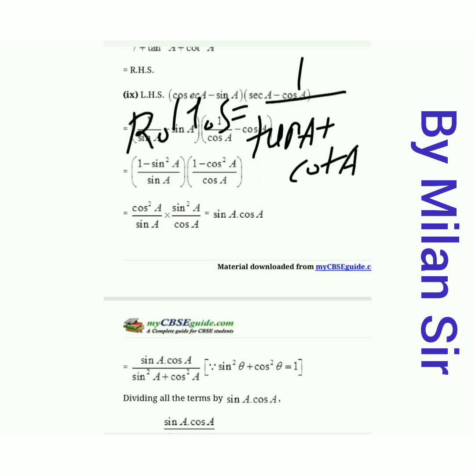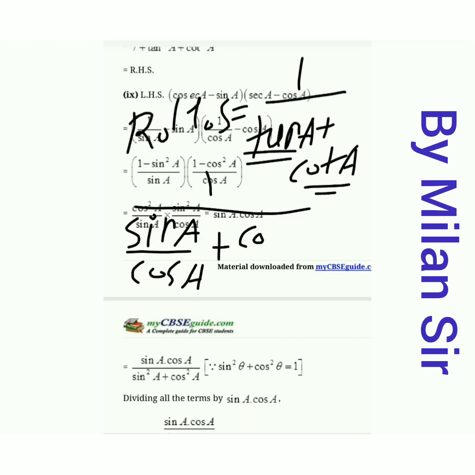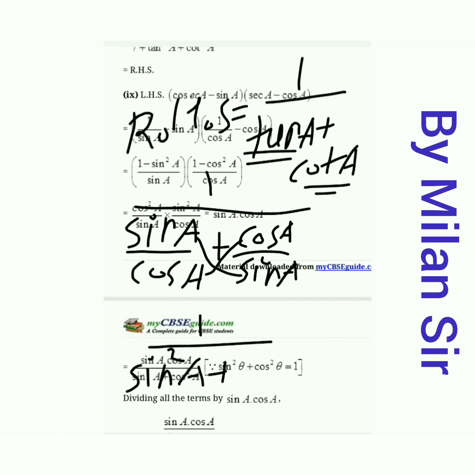Right, so convert tan and cot into sin and cos. So 1 upon, in place of tan a, we can write sin a upon cos a, and in place of cot a, we can write cos a upon sin a. Now take LCM in the denominator. So cross multiplication: sin is multiplied with sin, so sin square a, plus again cross multiply, cos into cos, square a, and divide by the LCM, sin a into cos a.